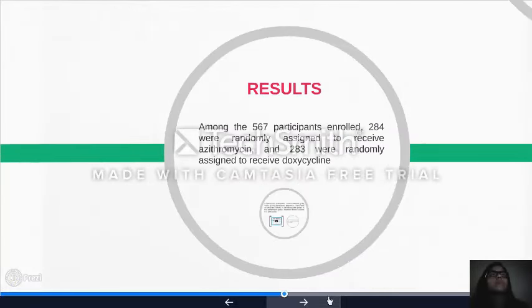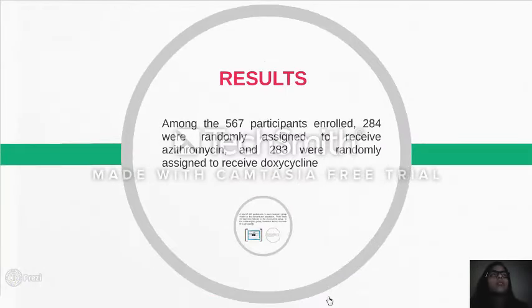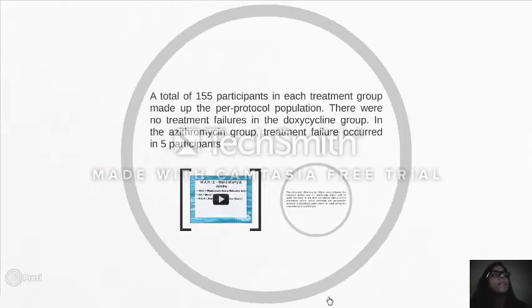Results. Among the 567 participants enrolled, 284 were randomly assigned to receive azithromycin, and 283 were randomly assigned to receive doxycycline. A total of 155 participants in each treatment group made up the per-protocol population. There were no treatment failures in the doxycycline group. In the azithromycin group, treatment failure occurred in 5 participants.